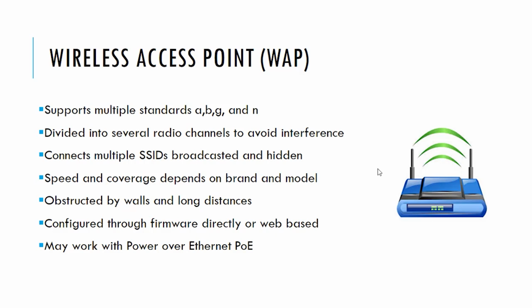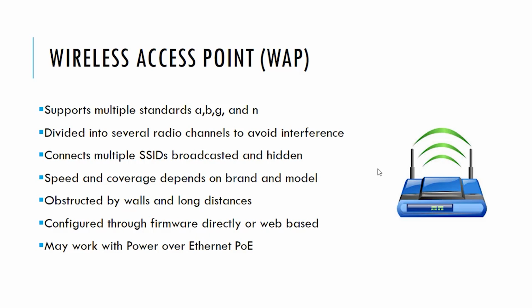The access point signals can be obstructed by walls and can be stopped by long distances. These wireless signals can be reflected by walls and cannot bypass walls, and they are susceptible to being weakened over long distances.